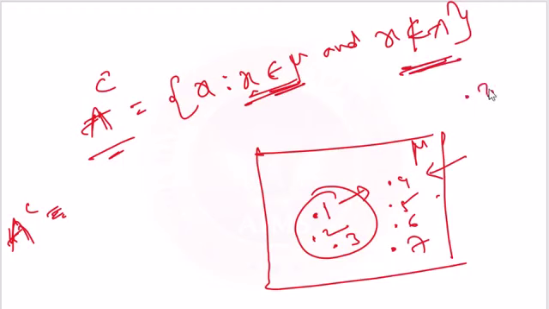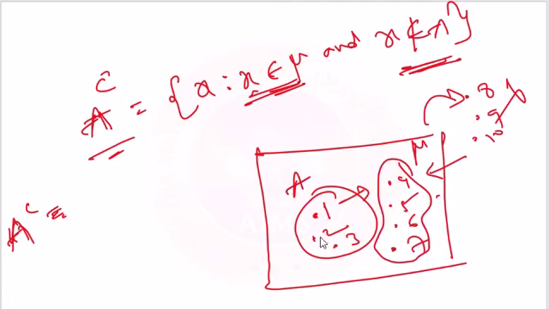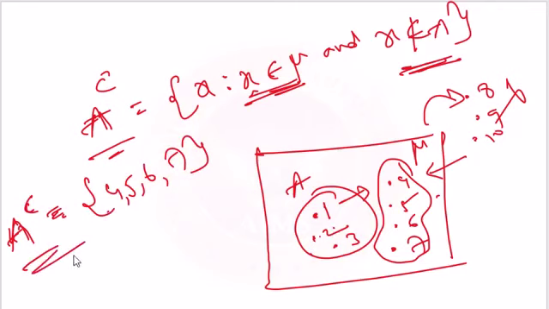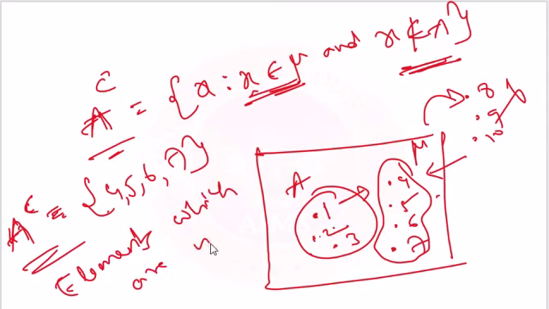Suppose 8, 9, 10 are outside the universal set; we should not consider them. They should be inside the universal set and should not belong to A. So A complement equals 4, 5, 6, 7, because 1, 2, 3 belong to A, and we won't consider them. A complement means the elements which are not in A. So 4, 5, 6, 7 we will take.